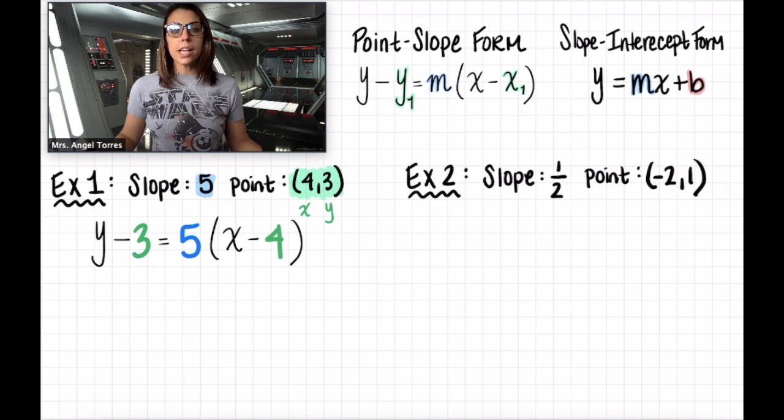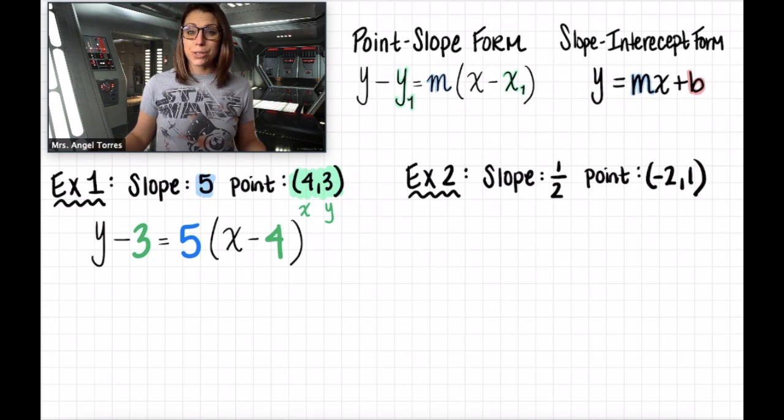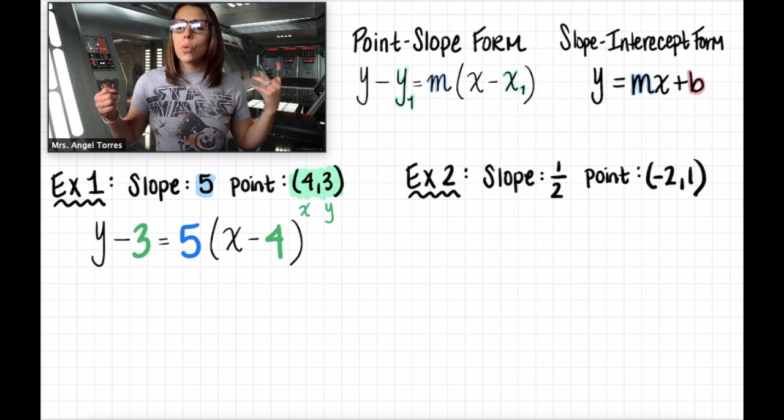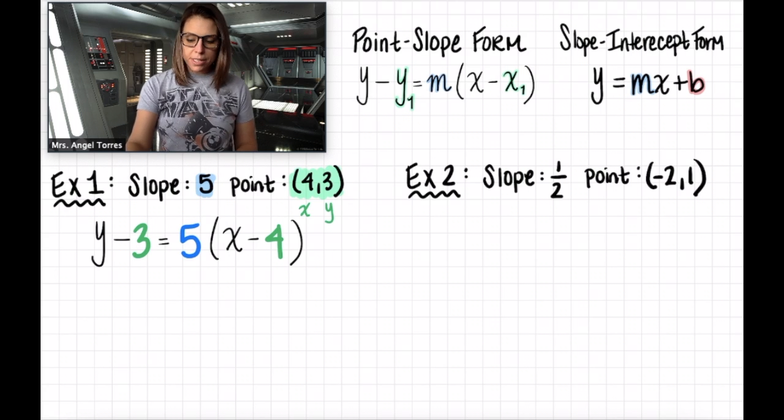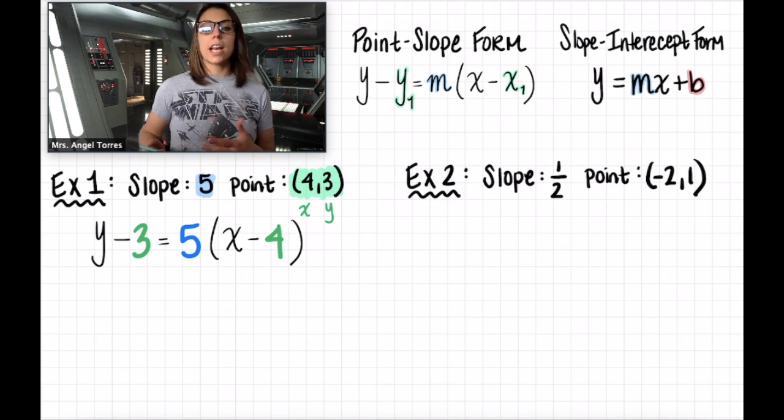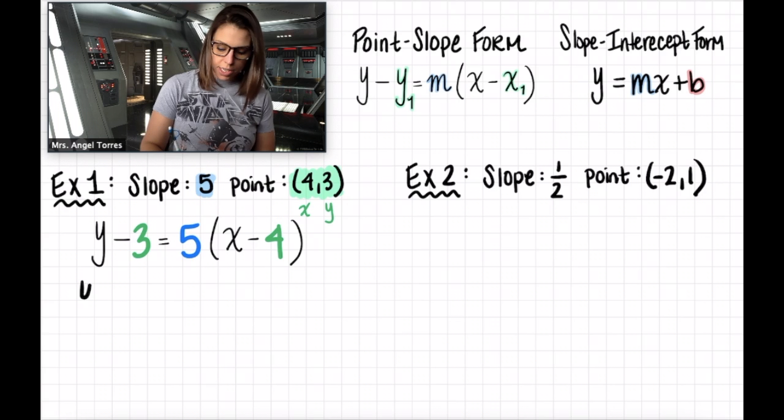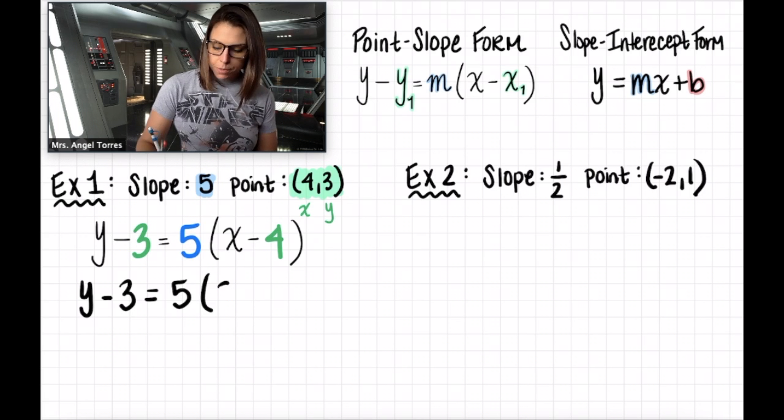Now at this point, if there were any negatives in our point, which you'll see over in example 2, we would have to do some simplifying. But since it doesn't look like there's any negatives or anything to simplify, our equation is just y minus 3 equals 5 times the group of x minus 4.